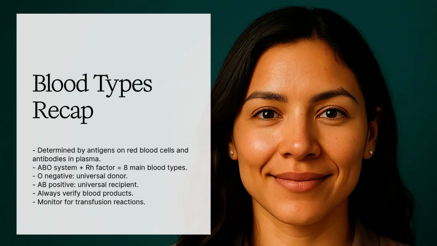Great job working through those questions. Let's quickly recap what we've learned today. Blood types are determined by antigens on red blood cells and antibodies in plasma. The ABO system, combined with Rh factor, creates 8 main blood types. Understanding compatibility is crucial for safe transfusions, with O negative being the universal donor and AB positive the universal recipient. Remember to always verify blood products and monitor for transfusion reactions.